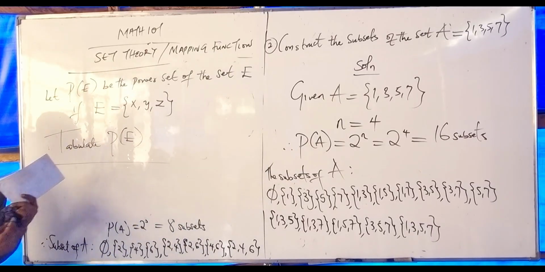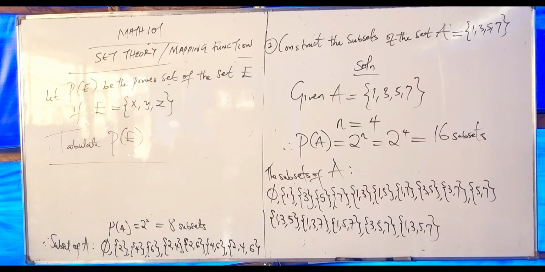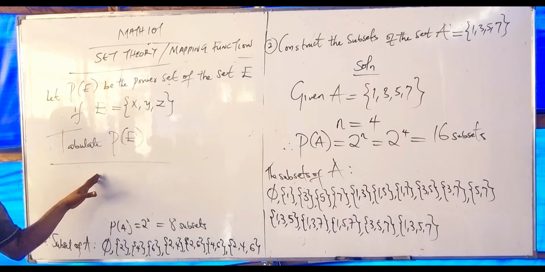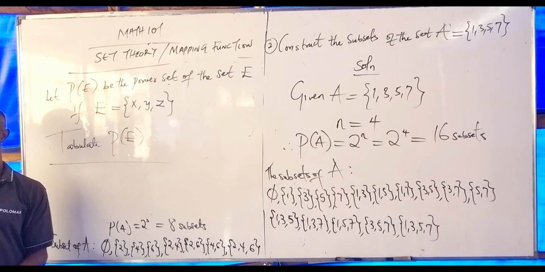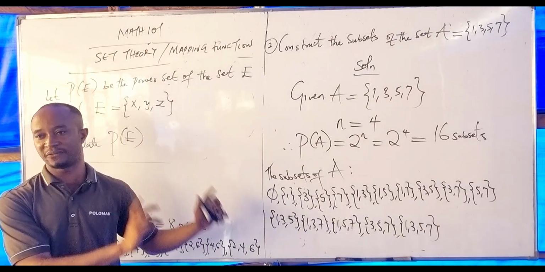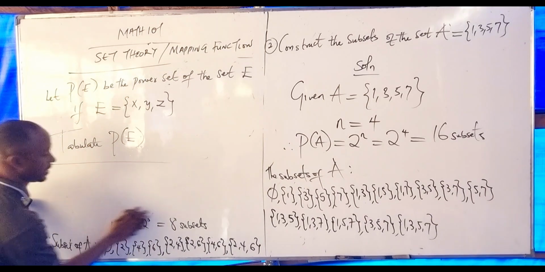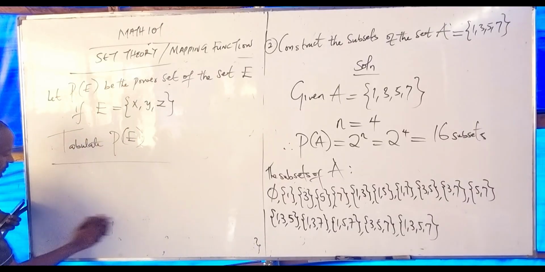By now you can do it, right? Can you attempt this for me, all of you? What does this imply? Tabulate PE means bring out all the subsets of E. Do that for me. One minute is enough now. Yeah, what's the answer? Just echo it for me.